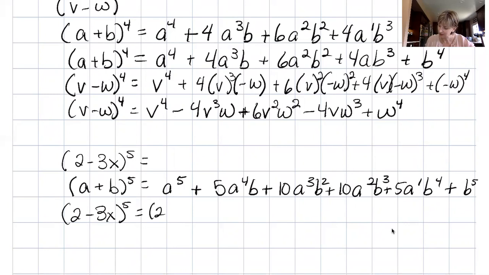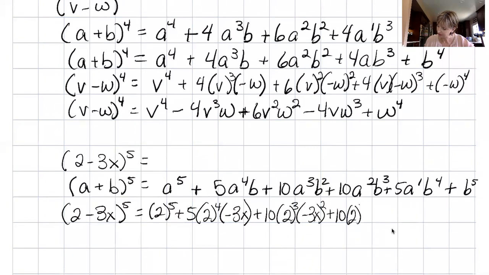So that's going to be 2 to the fifth, plus 5 times 2 to the fourth times negative 3x, plus 10 times 2 cubed times (negative 3x) squared, plus 10 times 2 squared times (negative 3x) cubed, plus 5 times 2 times (negative 3x) to the 4th, plus (negative 3x) to the 5th. Barely squishing it in there. And now just simplify.